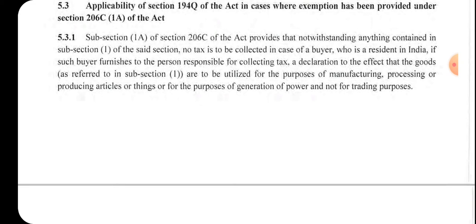Subsection 1A of Section 206C of the Act provides that notwithstanding anything contained in subsection 1 of the said section, no tax is to be collected in case of the buyer who is a resident in India, if such buyer furnishes to the person responsible for collecting tax a declaration to the effect that the goods as referred to in subsection 1 are to be utilized for the purpose of manufacturing, processing or producing articles or things or for the purpose of generation of power and not for trading purpose.